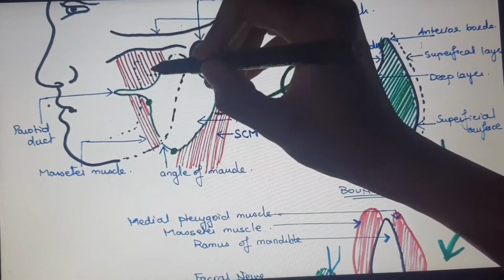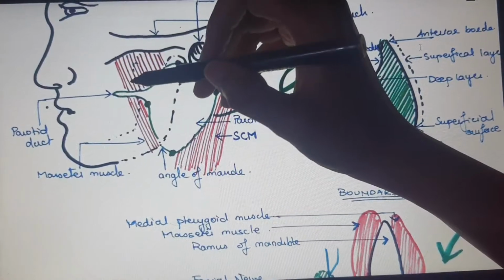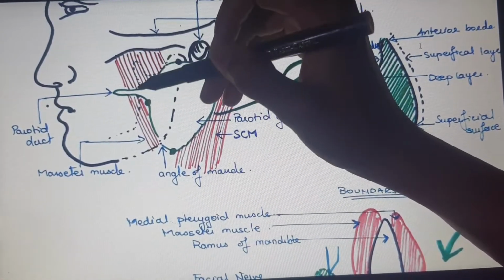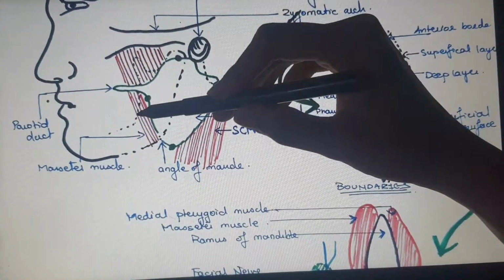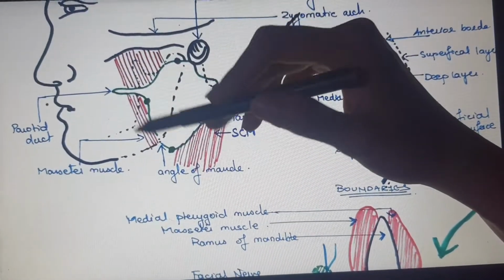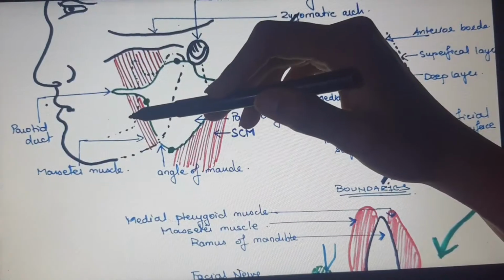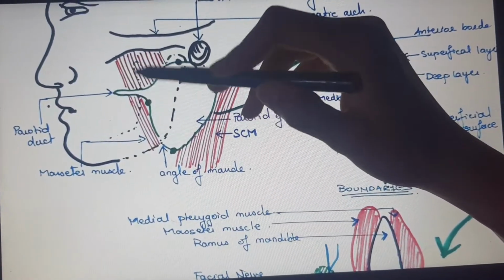Now, this duct is superiorly related to the accessory parotid gland, the branches of the facial nerve, and the transverse facial vessels also. And inferiorly, it is related to the lower buccal branch of the facial nerve. So this is about the parotid duct.